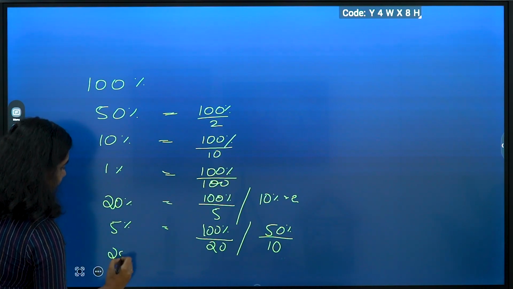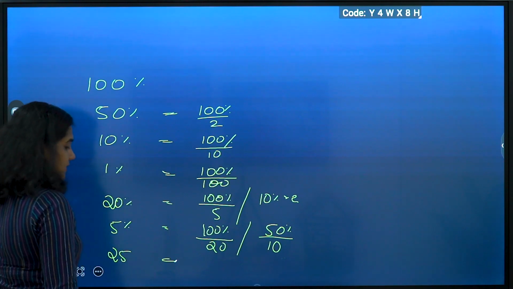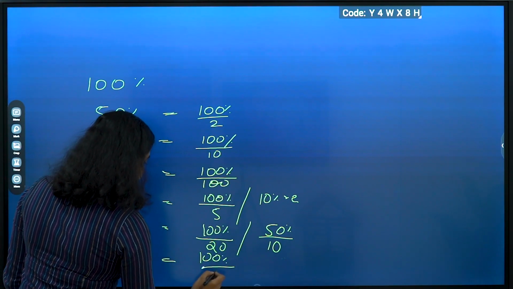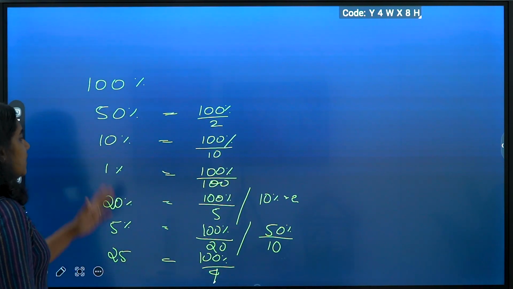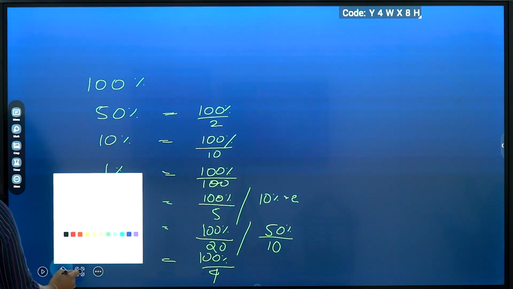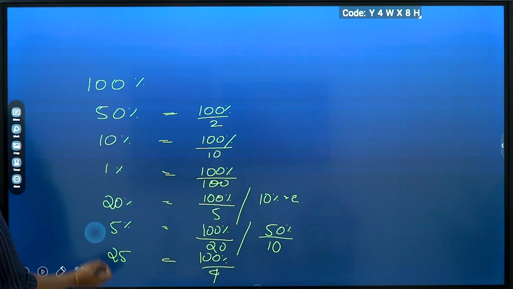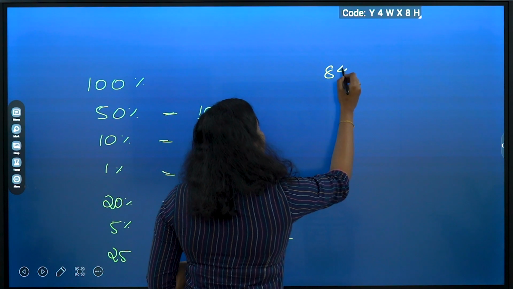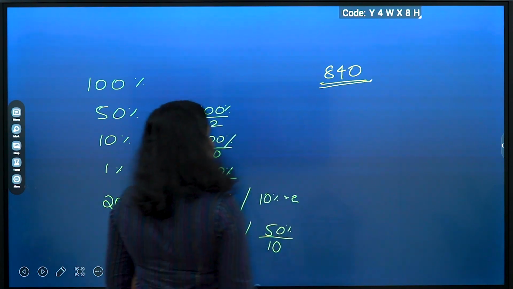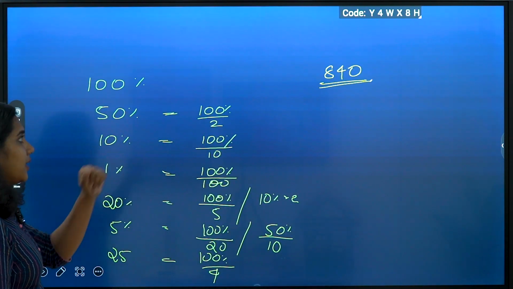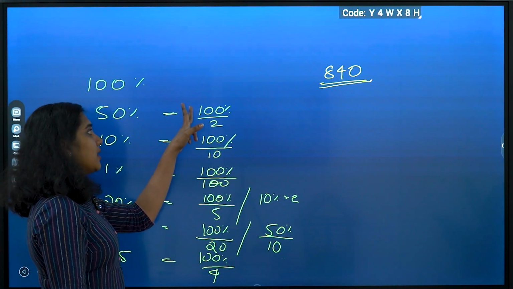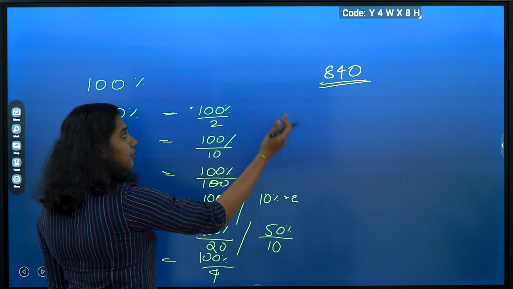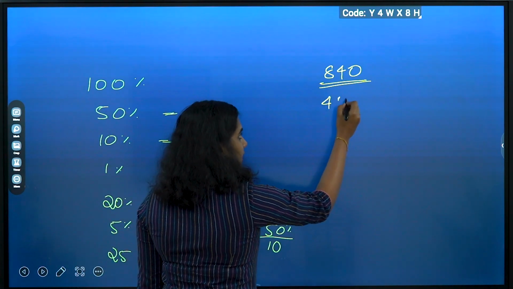Now 100, 50, 10, 1, 20. Now 25. 25% is equal to 100% by 4. Okay. So keep this in mind. And now if I am giving you a number, let's say 840. So 840 is your 100%. You have to find the 50% of 840. So 50% means 100% by 2, right? So 50% of 840 will be 840 by 2, that will be 420.